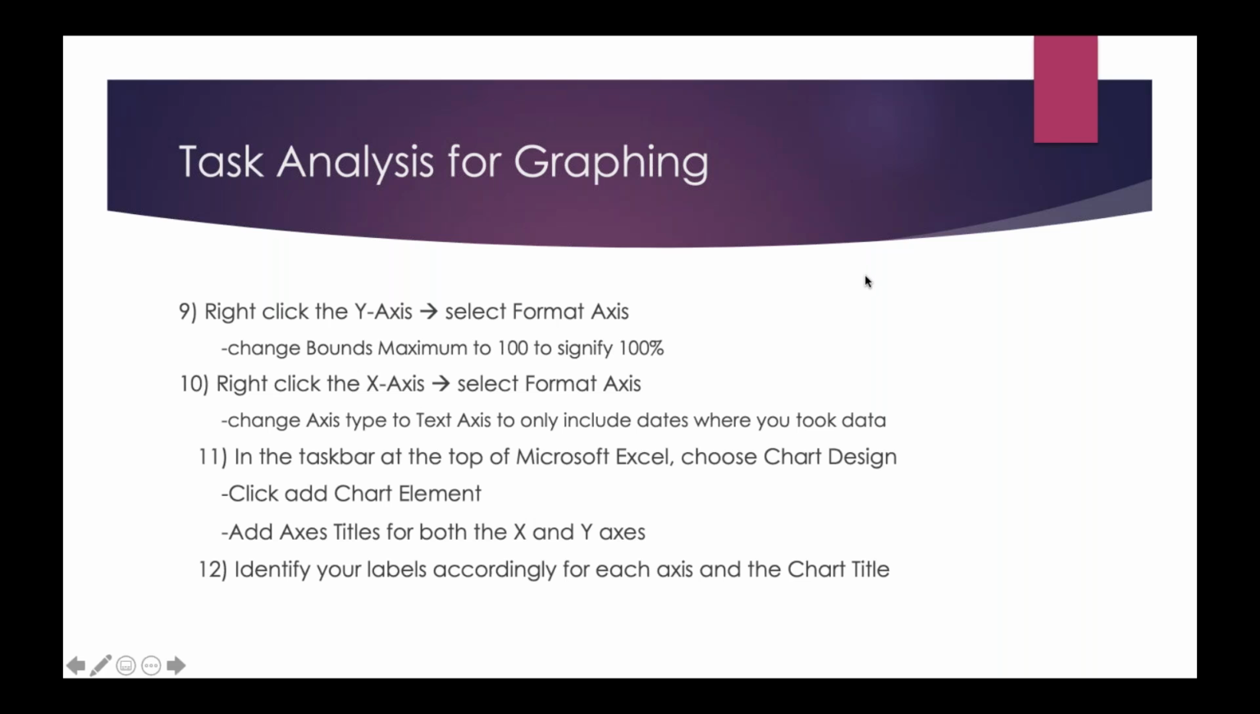From here, next you'll start formatting your Y and X axes. So you'll right-click the Y axis and select Format Axis, and you'll change the bounds maximum to 100 to signify 100%. And that is if you're using a percentage graph or rate where it's going to be 0 to 100. It doesn't have to always be 100%. You want to individualize and tailor it towards the graph that you're choosing.